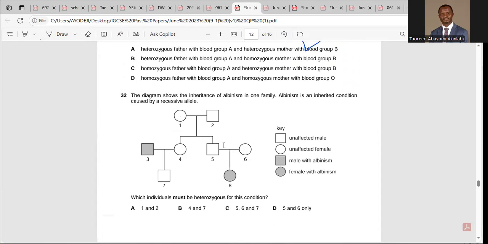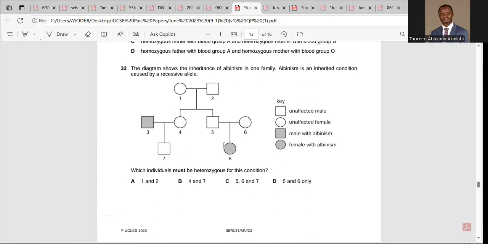For 32, the diagram shows the inheritance of albinism in one family. Albinism is an inherited condition caused by a recessive allele. Which individual must be heterozygous for this condition? Okay, now we already know that albinism is a recessive allele. That means for these two, this is unaffected female and this unaffected male. And albinism is a sex-linked trait.